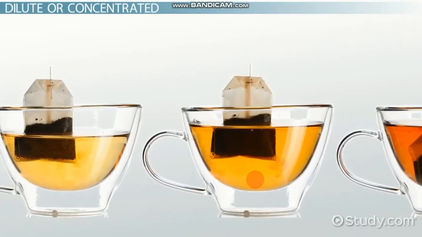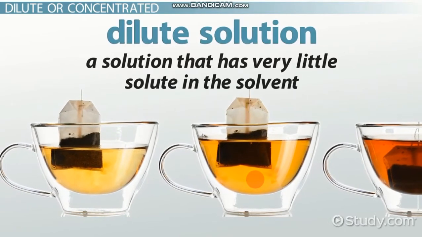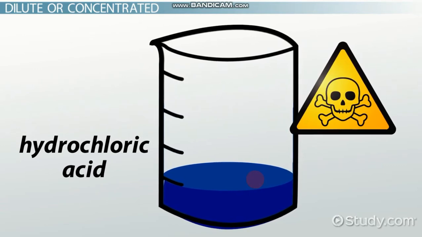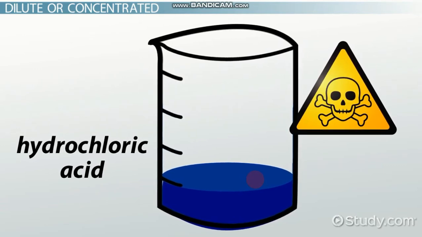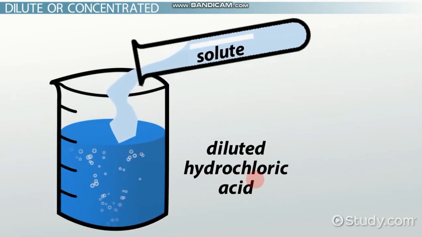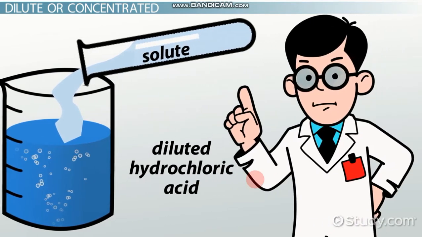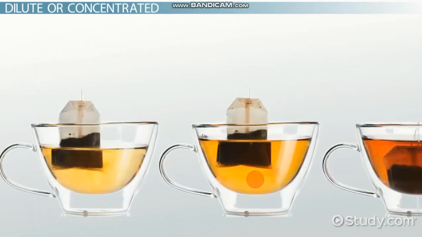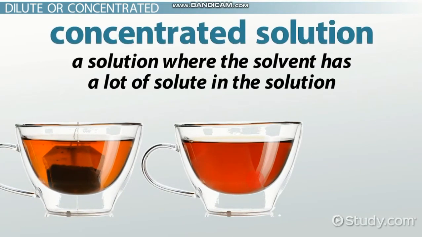A solution can be dilute or concentrated. A dilute solution is a solution that has very little solute in the solvent. This is often done to make the solute less potent, such as in the case of hydrochloric acid. Hydrochloric acid can be very dangerous, but if it is dilute, then it is not as dangerous to use. Its dilute form makes it much easier to work with. A concentrated solution is a solution where the solvent has a lot of solute in the solution.